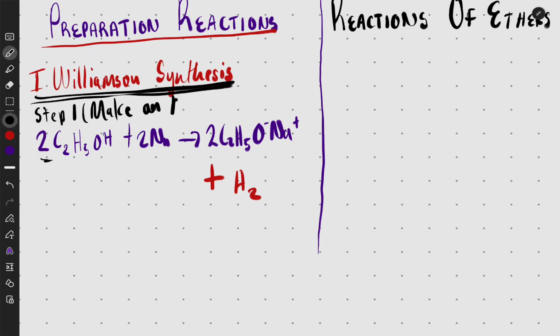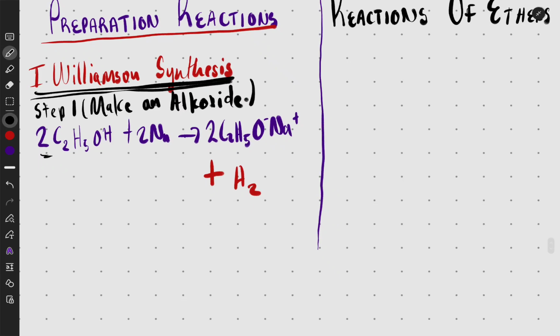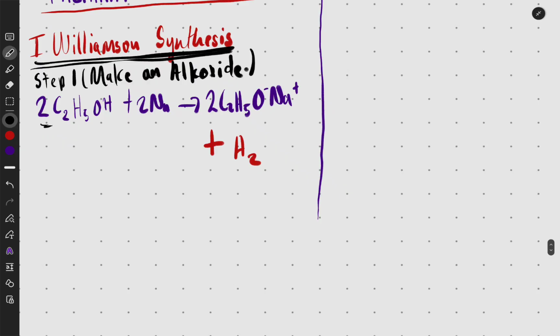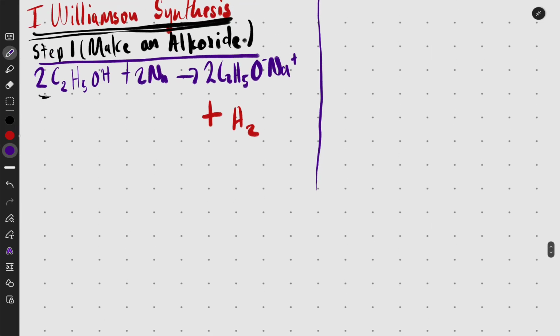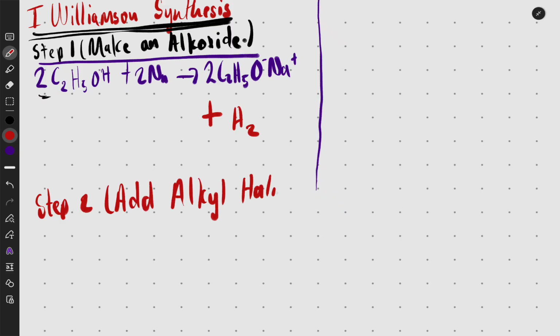Then step 2 is to convert it to an ether by adding an alkyl halide, right? An alkyl halide, which is a halogenoalkane. A halogenoalkane, that's the name I was looking for. Halogenoalkane or alkyl halide, that is step 2. So step 2 is just to add an alkyl halide to your alkoxide.